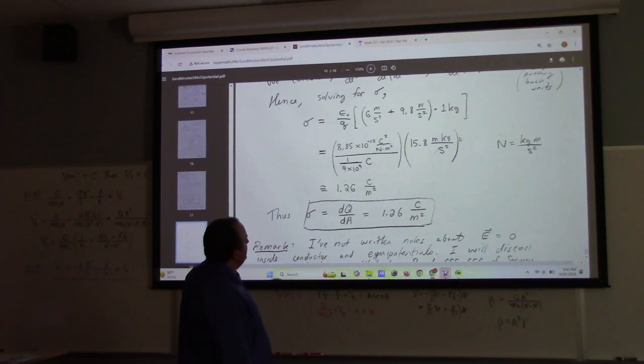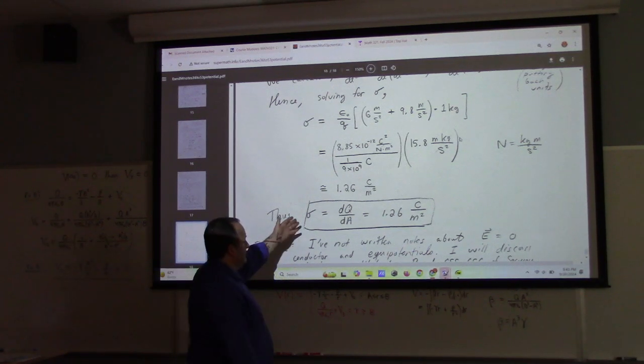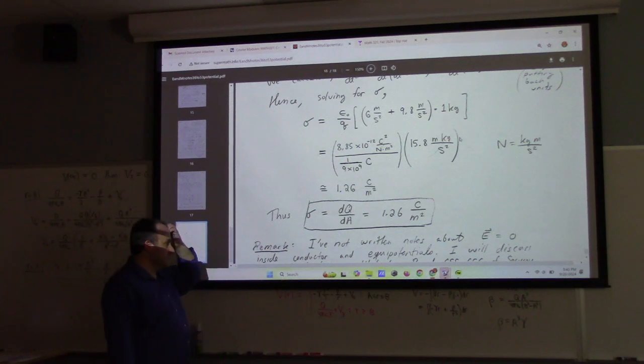So you plug in those numbers and end up with 1.26 coulombs per meter squared, which is a lot actually. And so there you go, that's our charge per unit area.